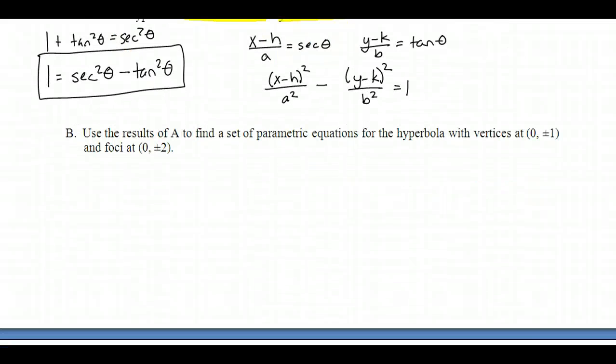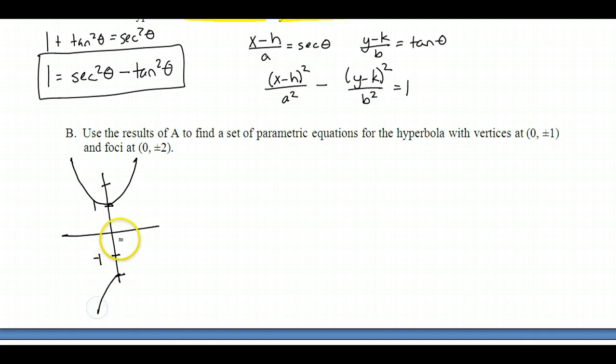So last problem: use the results of A to find a set of parametric equations for our hyperbola. And I made this one kind of hard because our vertices are at (0, 1) and (0, negative 1), and our foci are at (0, 2) and (0, negative 2). So we know our hyperbola is going to look like this. Because our hyperbola is set up like this, our y value will have to come first. So if y has to come first, that will be okay.